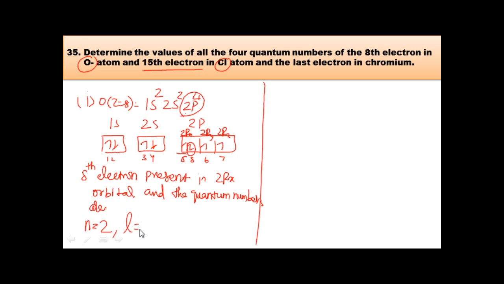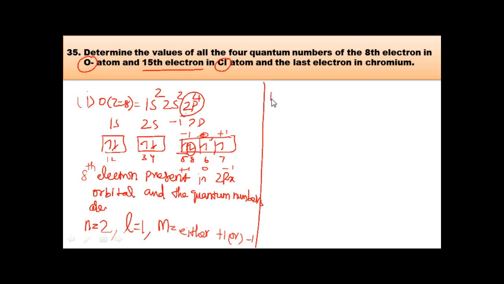And then what is the L value for the p orbital? L value for the p orbital is 1. Then next one, what is the m value? This is minus 1, 0, plus 1, or plus 1, 0, minus 1. So the m value is either plus 1 or minus 1.